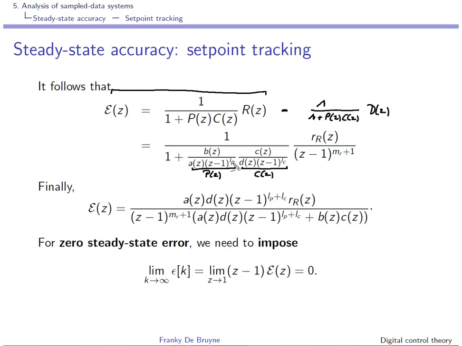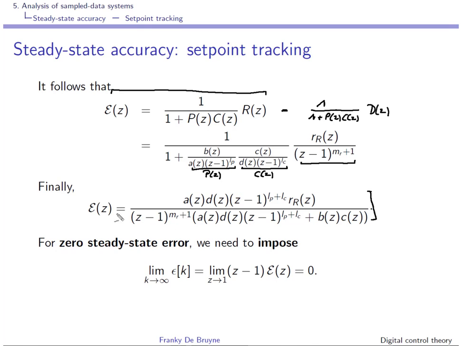Remember that LP is fixed by the problem. LC is something that you can well choose, and what you have over here is R of z, and here MR, well, tells you which type of reference signal you want to be able to follow. MR is equal to 0 if you want to be able to follow a step signal, and MR is equal to 1 if you want to be able to follow a ramp signal. If you put everything under the same denominator and you do the calculations, this is what it looks like.